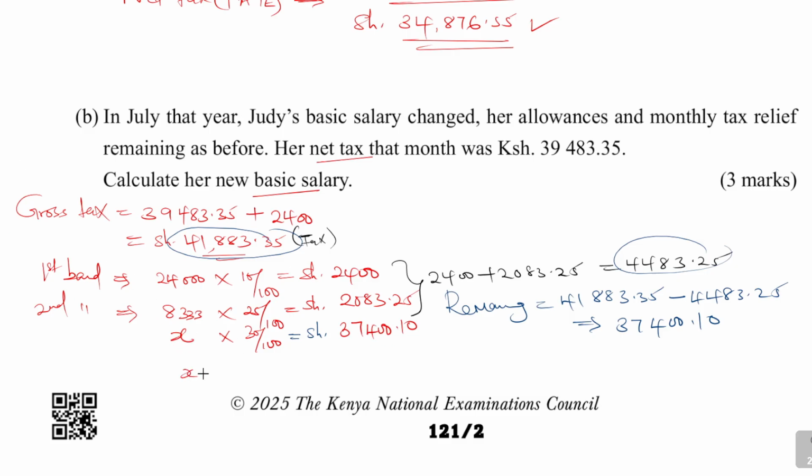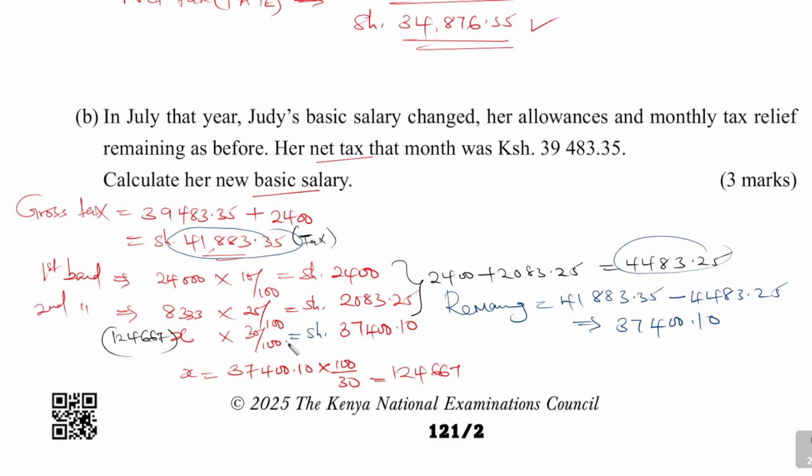So you know how to get these. X will be given by 37,410 times the reciprocal of 30 over 100, which is 100 divided by 30. This is just an equation of x times 30 over 100 equals this. So you solve for x, and this gives the amount 124,667. This is the amount that was taxed.